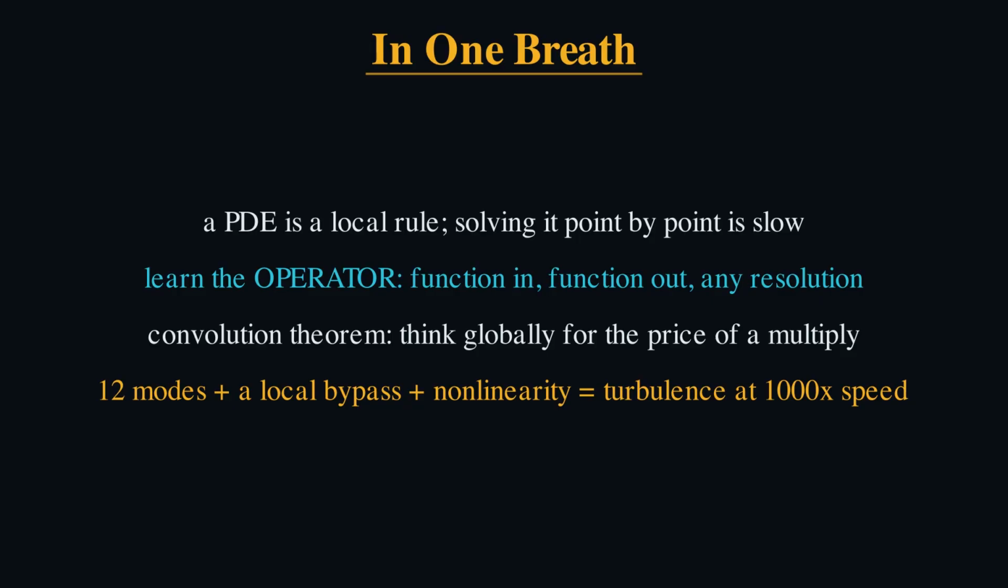The convolution theorem lets it think globally for the price of a multiplication. And 12 modes, one humble bypass, and a nonlinearity are enough to predict turbulence 1,000 times faster than the solver that taught it. In the companion lab, we build the Fourier layer from scratch in NumPy. Read the paper. It earned it.